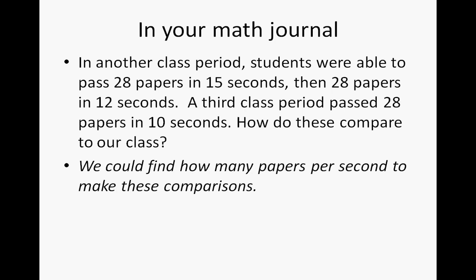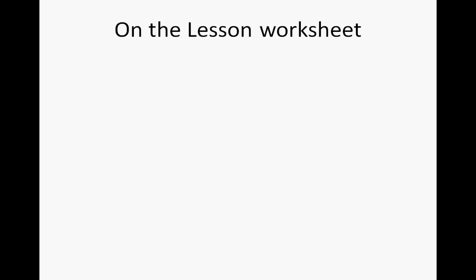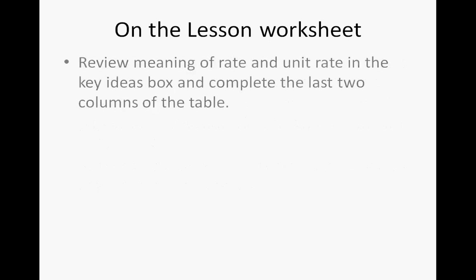Well, obviously in order to compare these, we need to find how many papers per second so that everything is being compared the same way. So going back to our lesson worksheet, what I'd like you to do is review the meaning of rate and unit rate in the key ideas box and complete the last two columns of the table. So what's the difference between rate and unit rate? And use that to complete the last two columns.